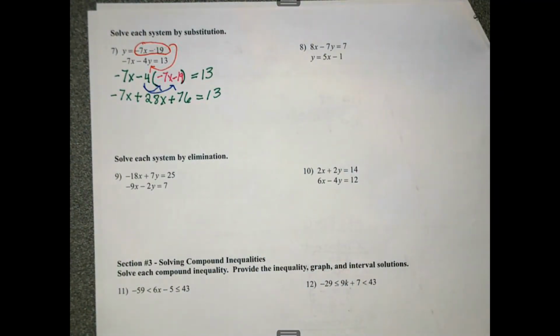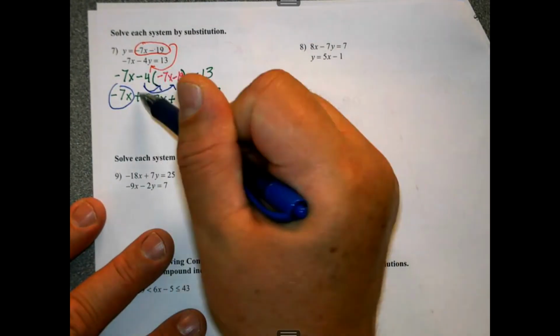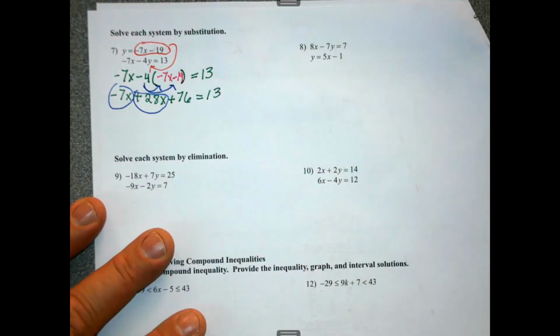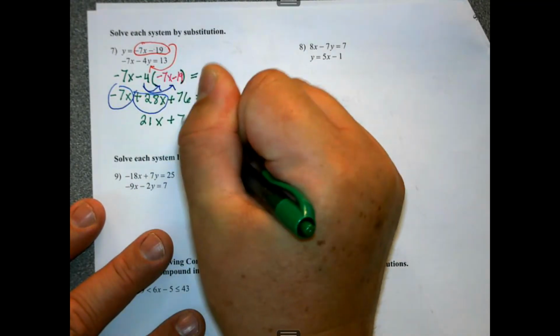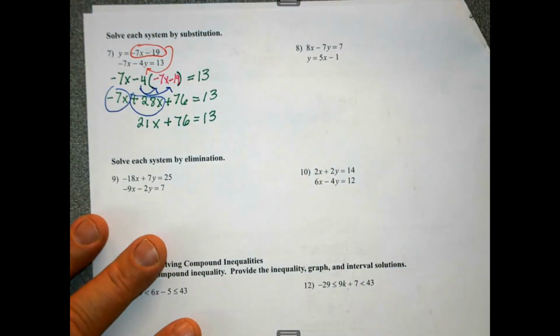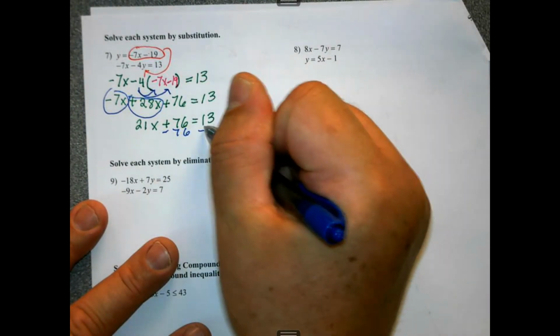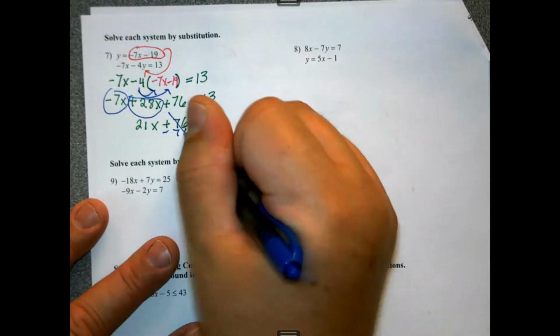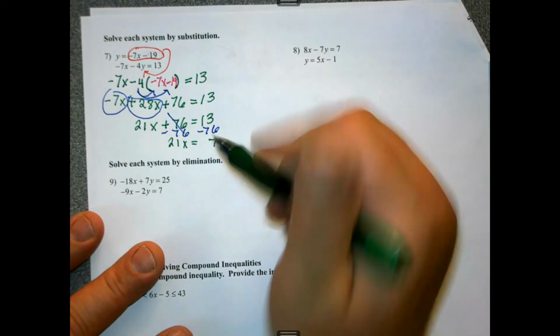Combine like terms on the same side of the equal sign. So you have a minus 7x and a plus 28x. Gives me a positive 21x. Subtract 76 from both sides. So I get 21x equals, let's see, 13 minus 76.